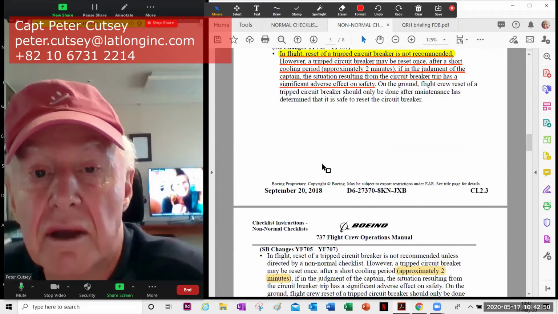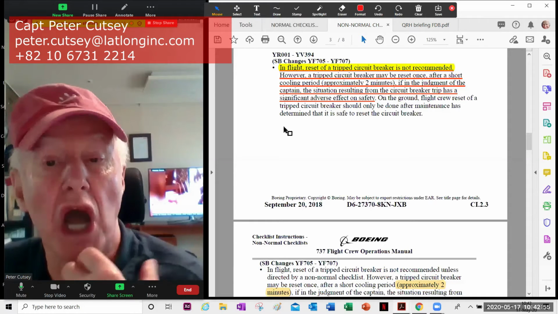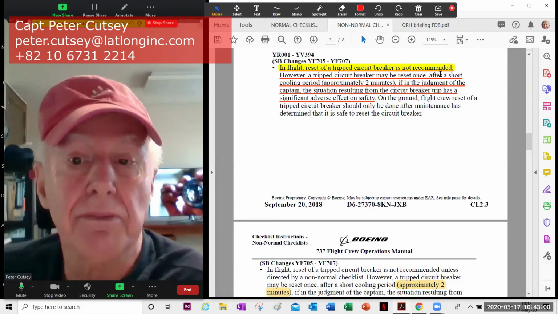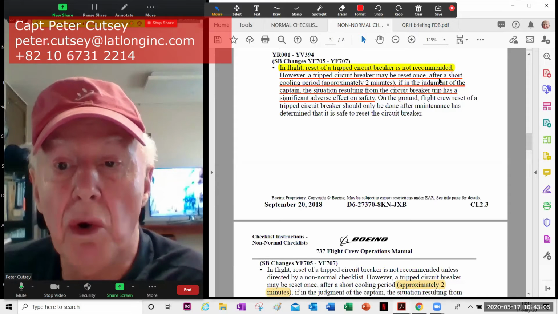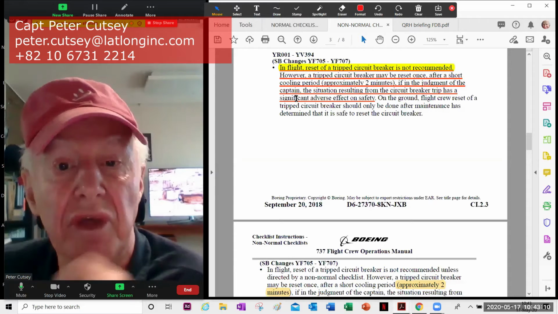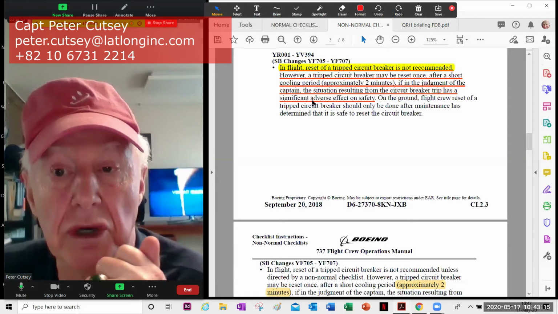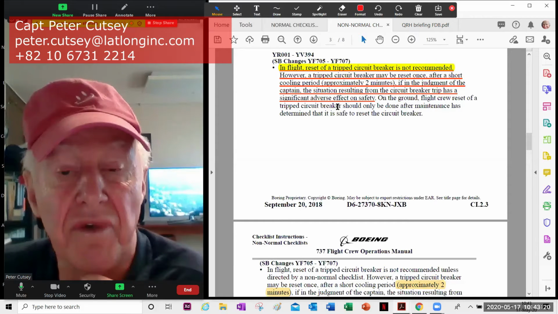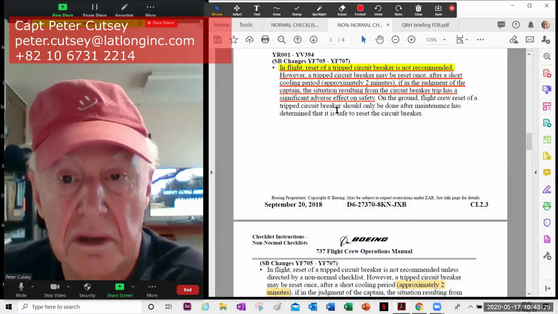Circuit breakers, very important. Disregard these particular aircraft types. We're just talking generally. In flight, reset of a tripped circuit breaker is not recommended, and that's important. However, a tripped circuit breaker may be reset once only after a short cooling period, approximately 2 minutes, if, in the judgment of the captain, the situation resulting from the circuit breaker trip has a significant adverse effect on safety. Well, that's common sense. So you generally don't do it.